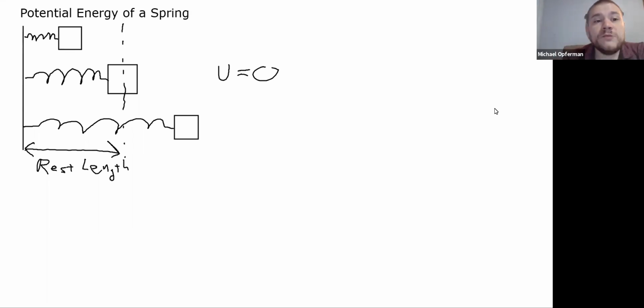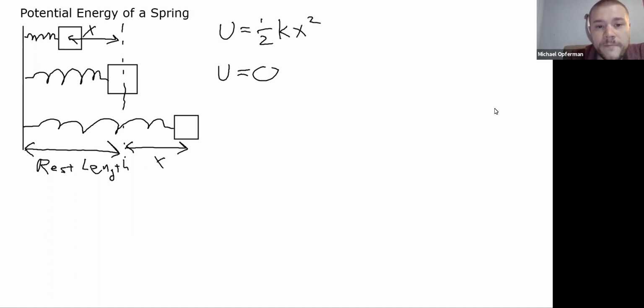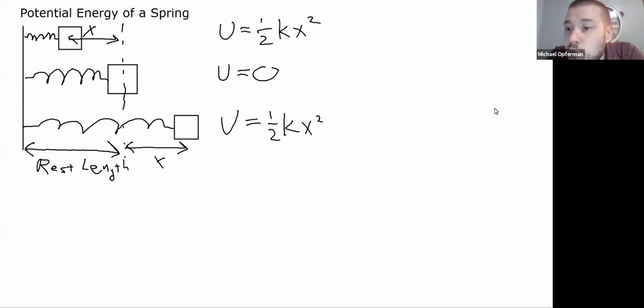On the other hand, if the spring is stretched by an amount x, or it is compressed by an amount x, the amount of energy stored in the spring is exactly the same for the same value of x. It's half kx squared. And down here also half kx squared. You will notice that whether it is stretched or compressed doesn't matter. The potential energy is positive either way.